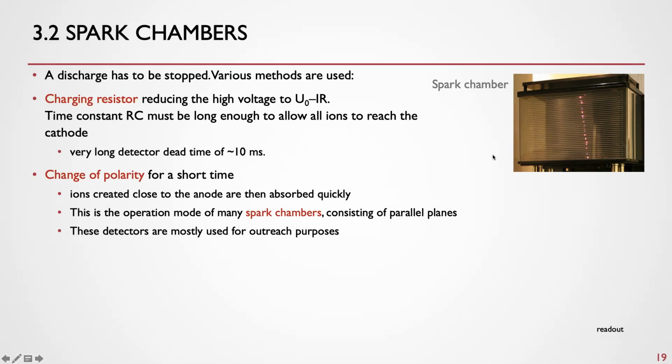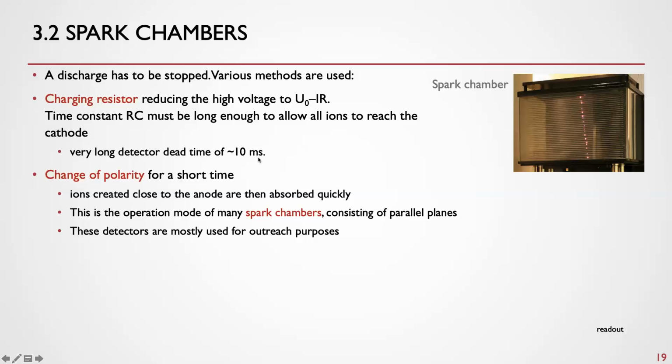There is a charging resistor that reduces the high voltage, so the time constant of the resistance that charges these parallel plates and the capacitance must be long enough to allow all the ions to reach the cathode. So we're talking about 10 milliseconds or so.